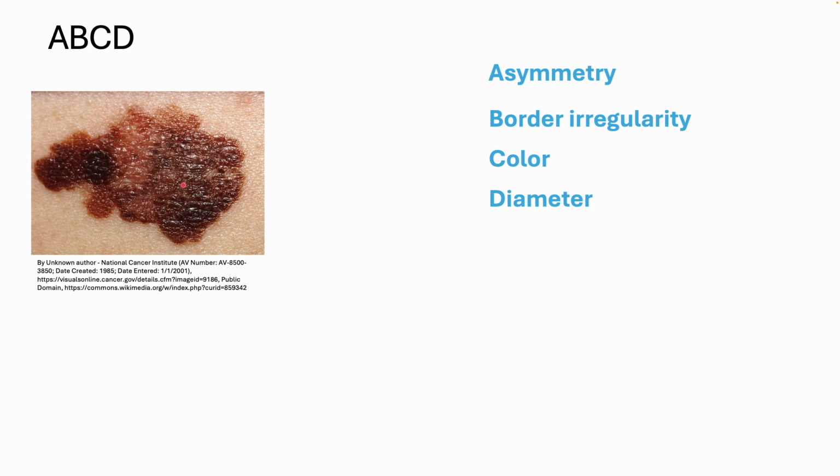And then the D stands for diameter. So if it's larger than 6 millimeters in diameter, which is about the width of a pencil eraser, that's another sign that the mole might be melanoma and should be removed. Those that include E in their diagnostic criteria: if the mole is changing over time, that can indicate that it is something to be worried about as well. So E stands for evolves over time.